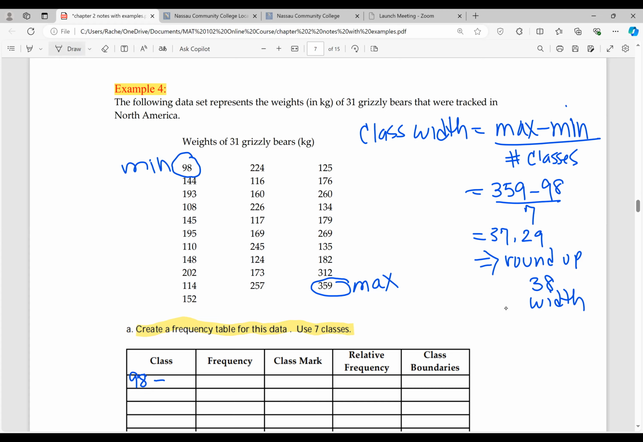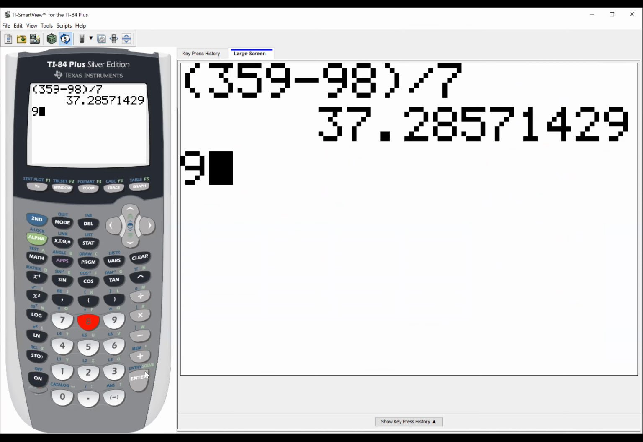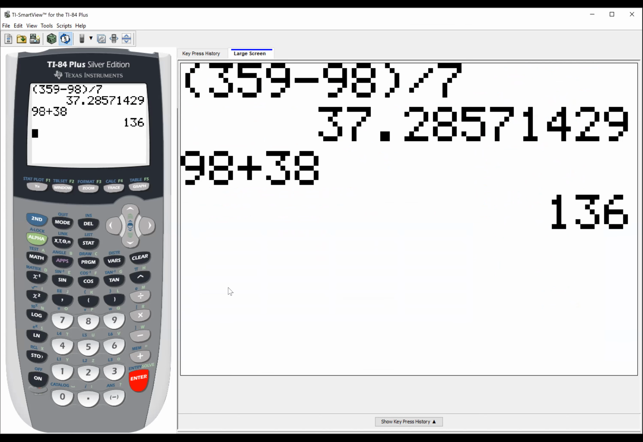Now remember back to the previous example, the class width is the difference between each consecutive lower class boundary. So if my first class, the lower limit is 98, if I add the class width to that, that's going to give me the next lower limit. So we're going to take 98 and we're going to add the width of 38. And we could do that together on the calculator. So 98 plus 38 is going to be 136. So we're going to begin our next class at 136.